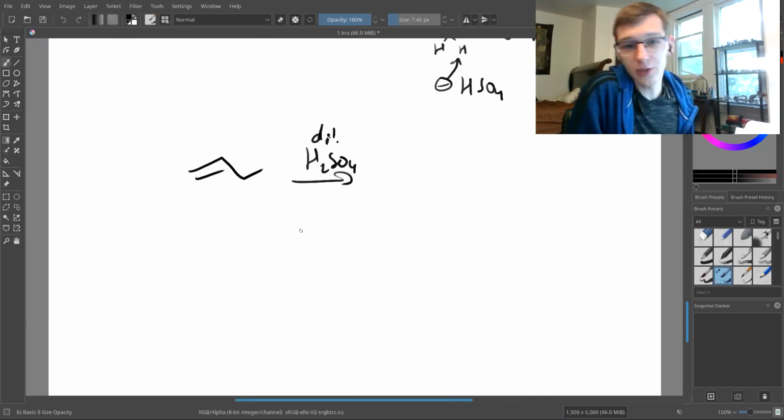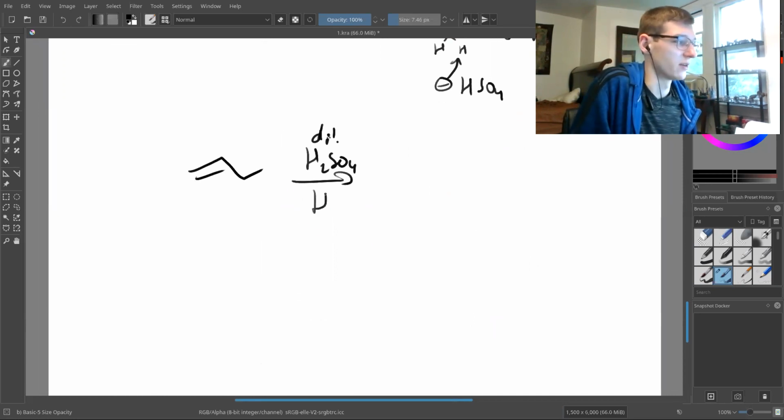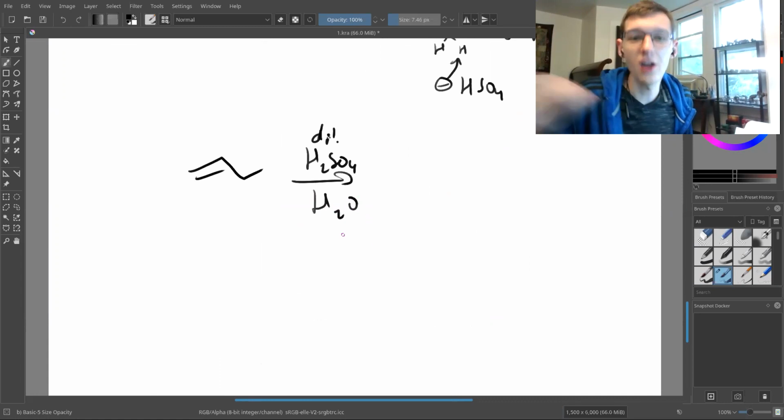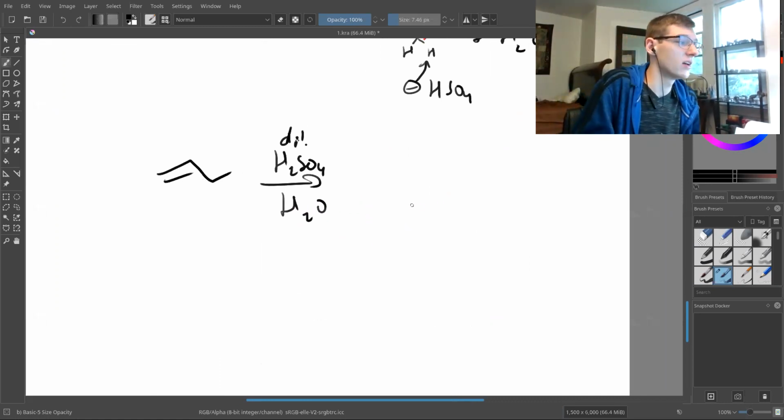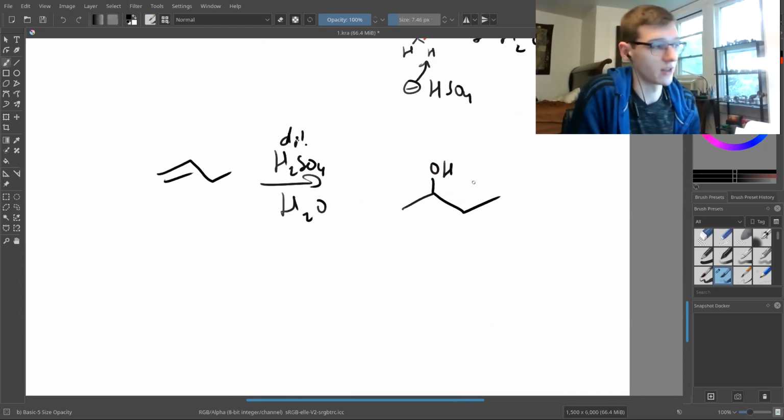But over here, we could do dilute sulfuric acid, right? Put it in a whole bunch of water. Just give it enough acid to put a proton on that double bond. And then, well, the water, the alcohol is going to stick on there.